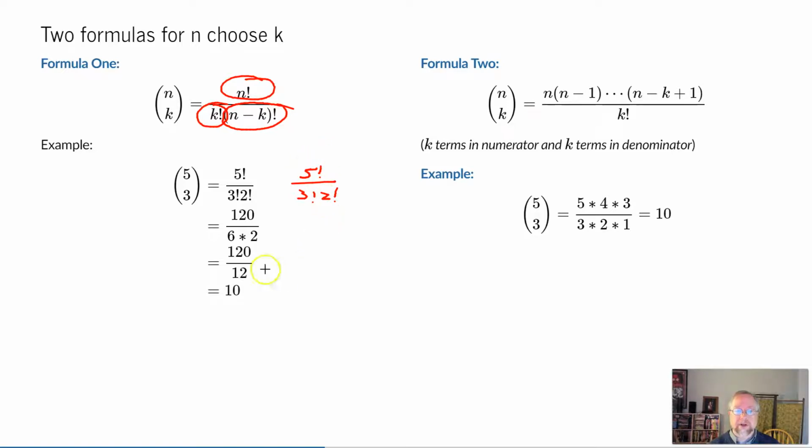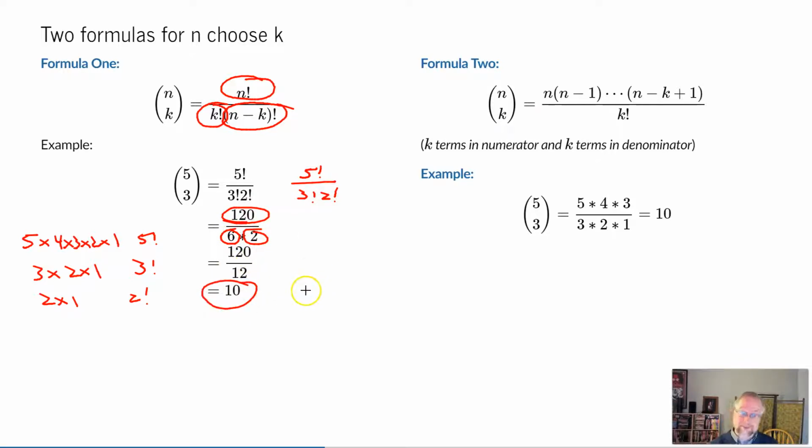So 5 factorial is 5 times 4 times 3 times 2 times 1: 20, 60, 120. 3 factorial is 3 times 2 times 1. 2 factorial is 2 times 1. There's my 3 factorial, there's my 2 factorial. It's magic, but everything will always cancel correctly and you'll get a whole number. 120 divided by 12 is 10. 5 choose 3 is 10, which we knew, but that's kind of cool.